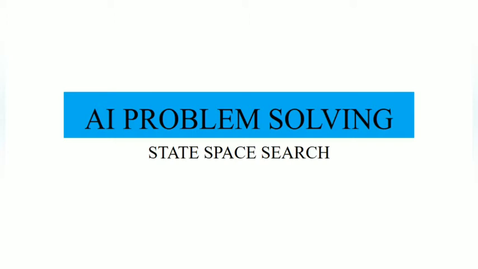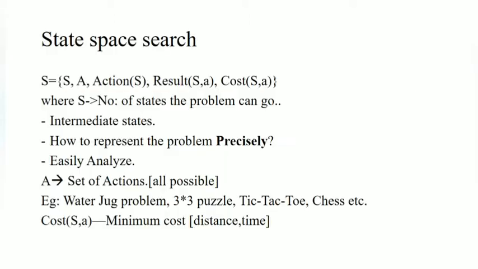And the main fact of the problem solving is that we should know about the state space search, right? So let us go and consider what is the state. While considering the AI problem, whatever be the problem, we should know about the nature of the problem first, and what is the start state and the goal state.